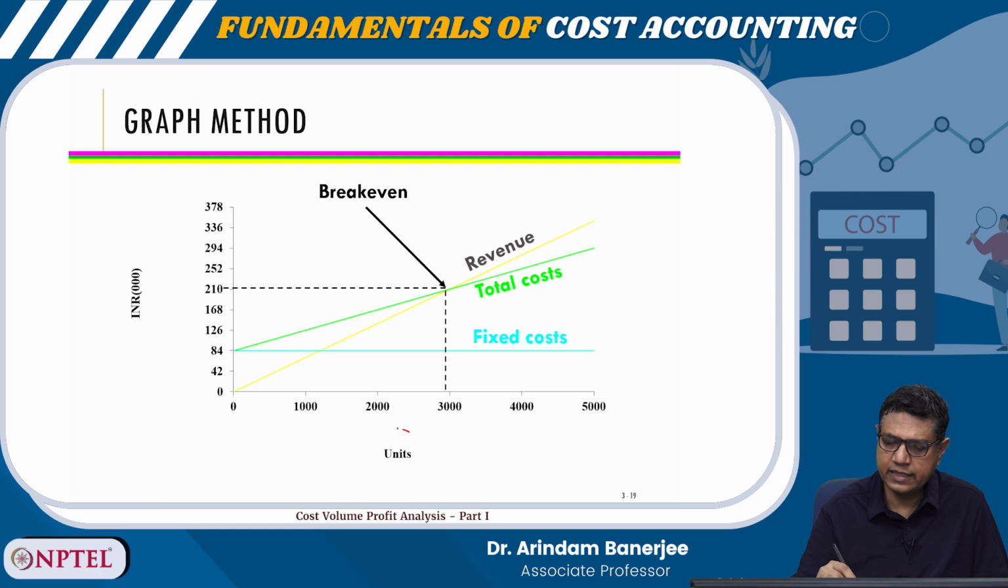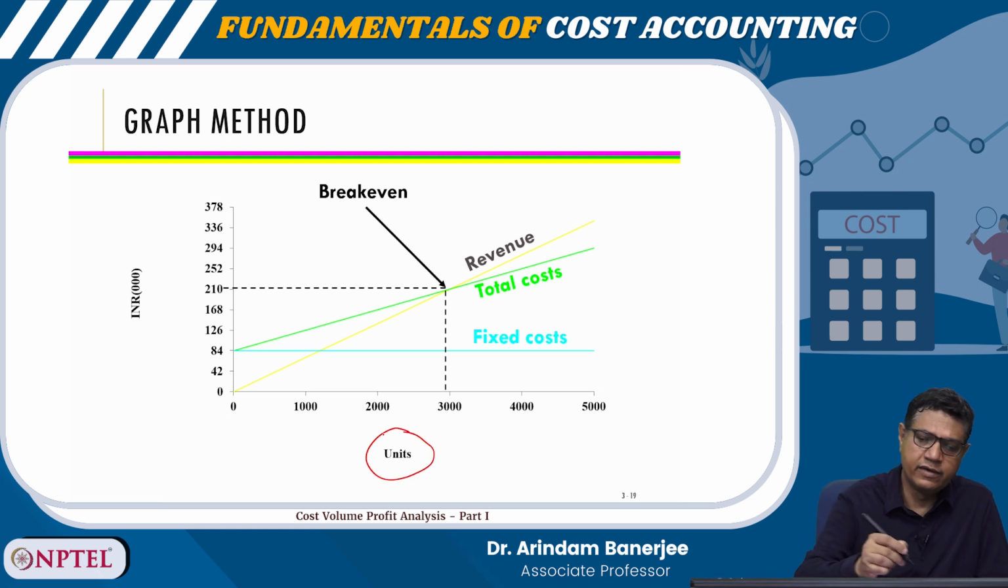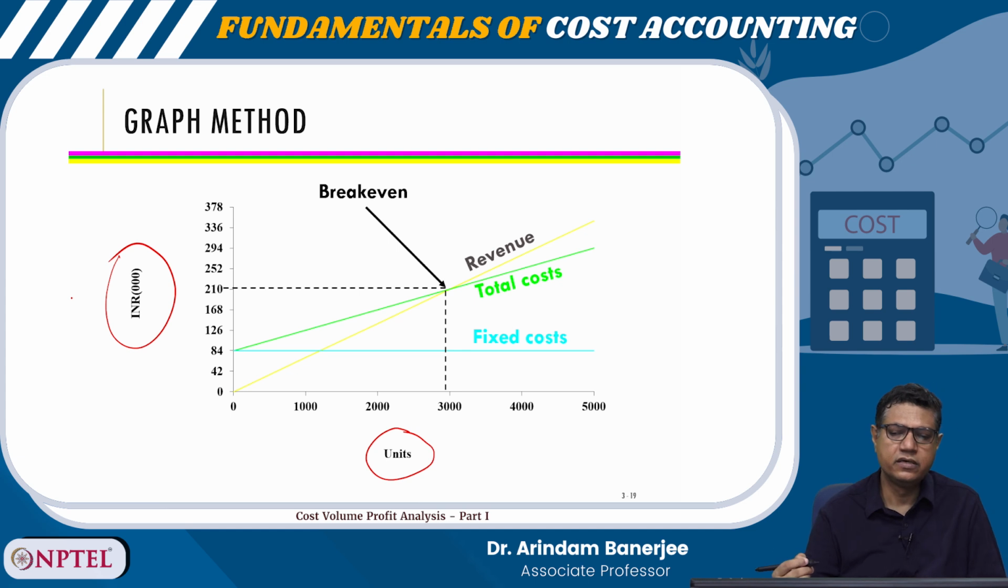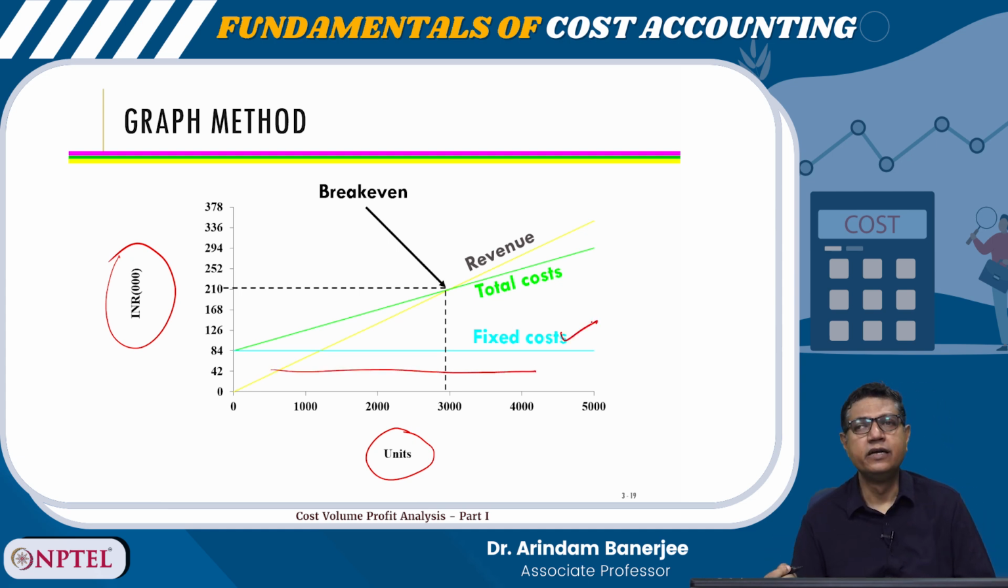You see the x axis is showing the number of units, and the y axis is showing the rupees in 1000. Now, the fixed cost 84,000 remains fixed over the level of production. So, you see here this is parallel. Whatever the production level, 1000, 2000, 3000, within a given range, the fixed cost is not changing; it remains at 84,000. But variable cost is increasing.